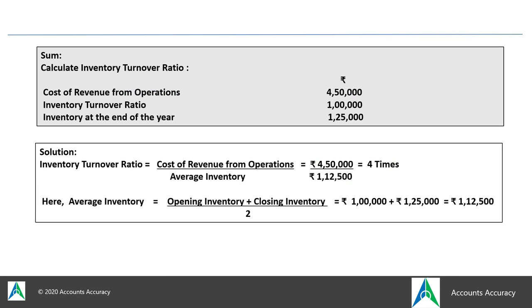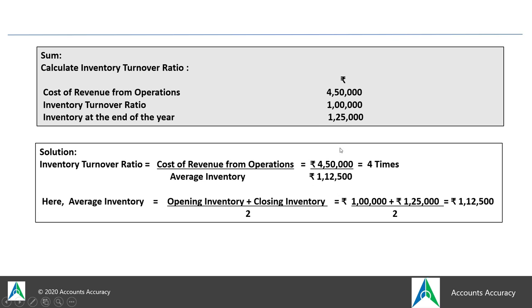So once you know the formula, it becomes very easy for you to calculate inventory turnover ratio. So now what we have to do, we have to calculate inventory turnover ratio here. Cost of revenue from operations is 4,50,000, which is given, and with that what you have to do, you have to find out the average inventory.